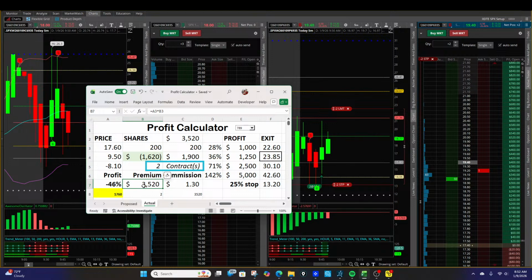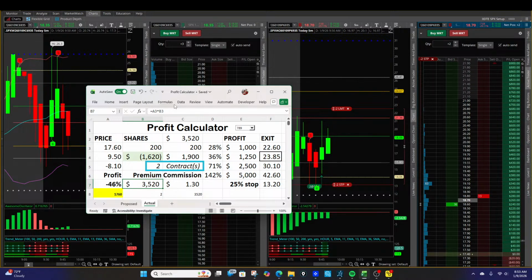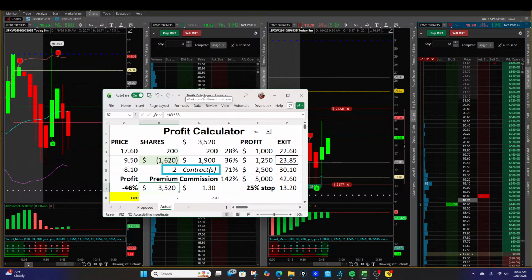And $3,520 to make 1,000, that's really awesome returns. And 1,000 here would be 28%, a little bit above 25. So, roughly between 25, 30, that's where I'm shooting for. So let me put this back.